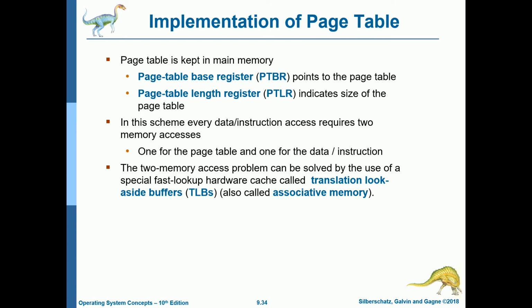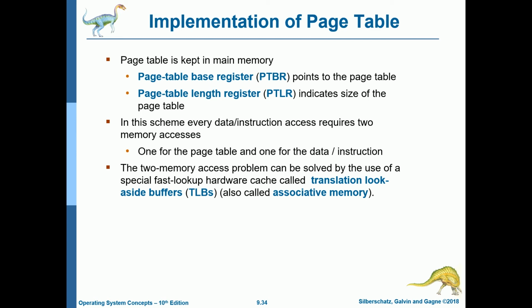Most contemporary CPUs, however, support much larger page tables. For these machines, the use of fast registers to implement the page table is just not feasible. Rather, the page table is kept in main memory, and a page table base register, PTBR, points to the page table. Changing page tables requires changing only this one register, substantially reducing the time involved in context switching.